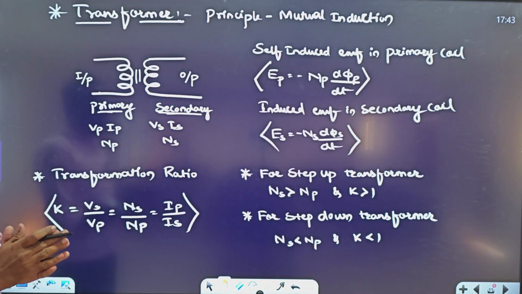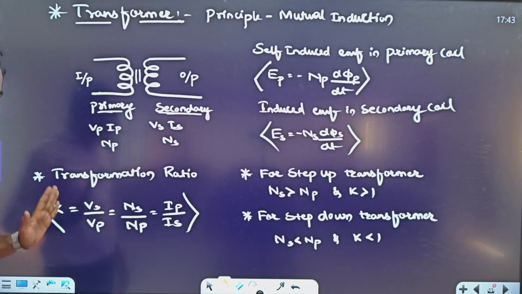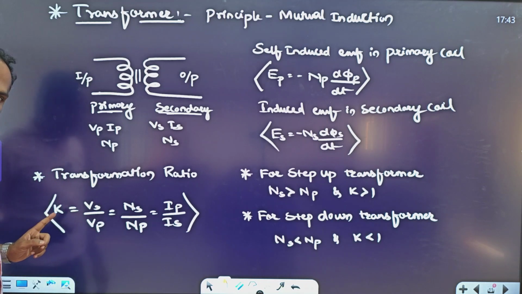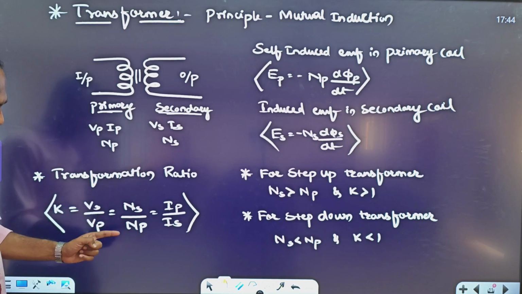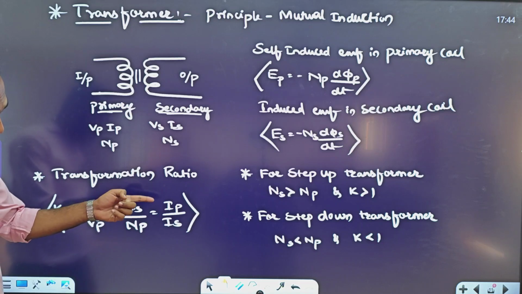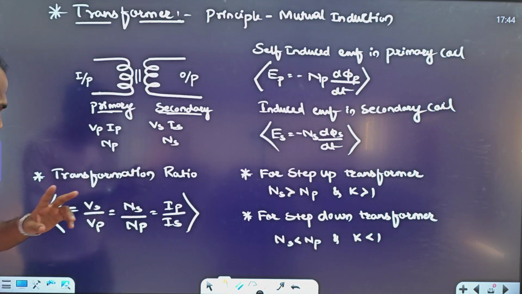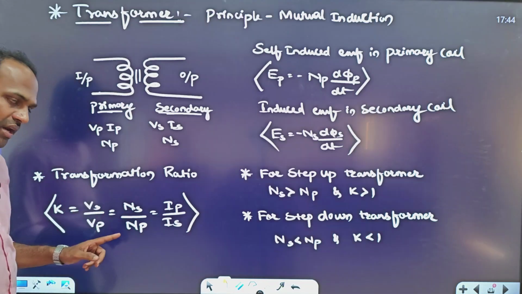The main formula related to the transformer is here. This is called the transformation ratio. K is the transformation ratio, which is the ratio of secondary voltage by primary voltage, equal to number of turns in secondary by number of turns in primary, equal to current in primary by current in secondary, right? Look, in the current ratio do not take secondary by primary.